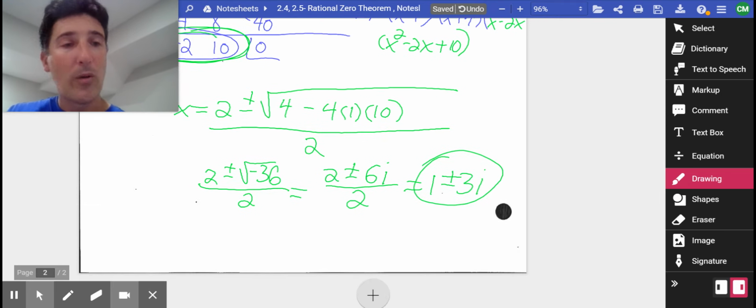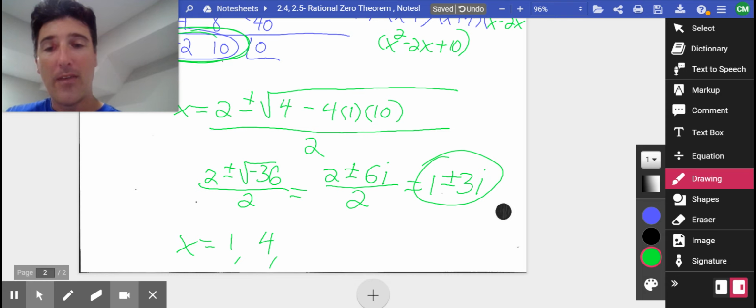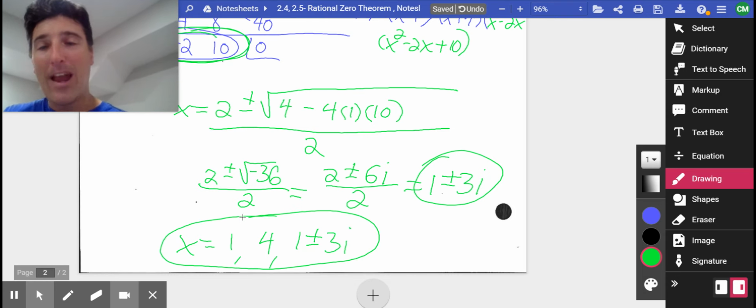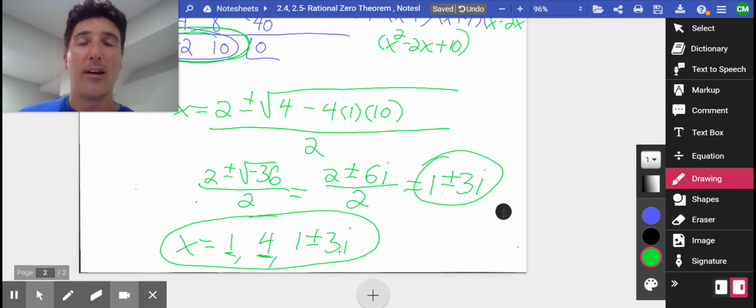So in the end, the 4 zeros that we get are the 1, the negative 4, and then the 1 plus or minus 3i. If you were to graph this fourth degree polynomial on your TI-Nspire, it would hit the x-axis at only 2 points, 1 and negative 4, because we can't show complex numbers when we graph on the xy coordinate plane. So kind of same stuff right here. We want the remainder to be 0, and we want to get it down to a quadratic.